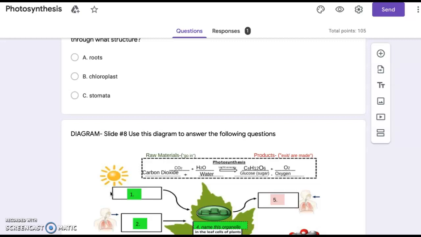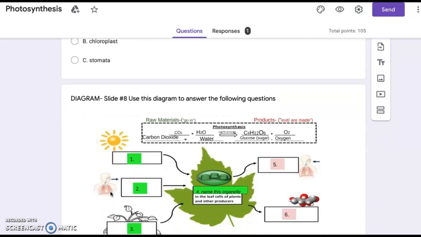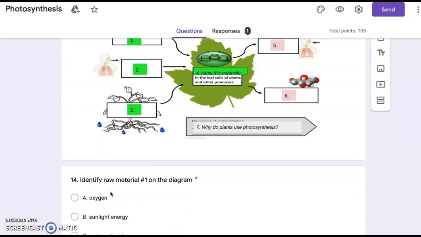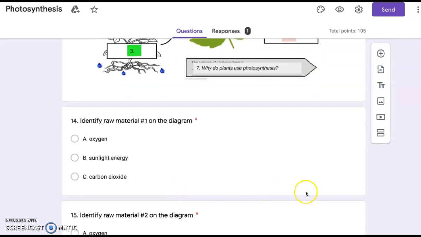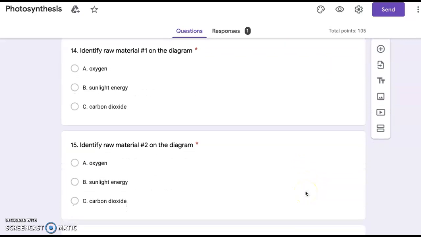Now we're going to use the diagram to answer the following questions. Number 14. Identify raw material number 1 on the diagram. A. Oxygen, B. Sunlight energy, C. Carbon dioxide. 15. Identify raw material number 2 on the diagram. A. Oxygen, B. Sunlight energy, C. Carbon dioxide.